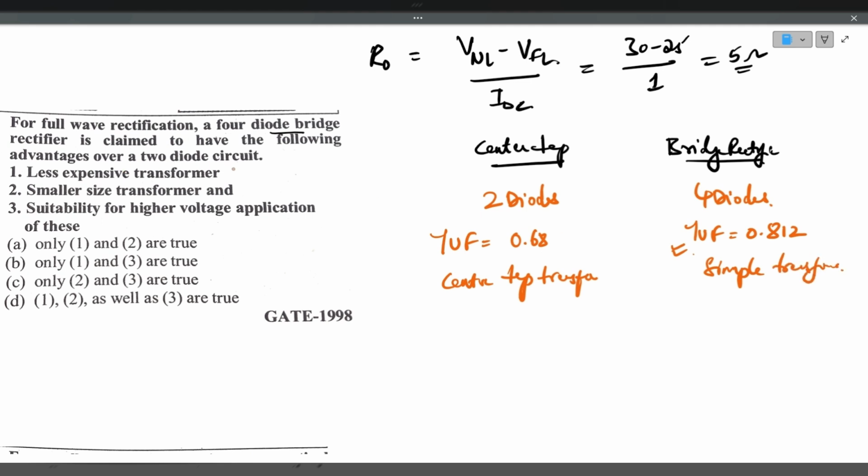Less expensive transformer, smaller size transformer. Yes, this is true, because the bridge rectifier requires a simple, small, and less expensive transformer, whereas center tap is more expensive.